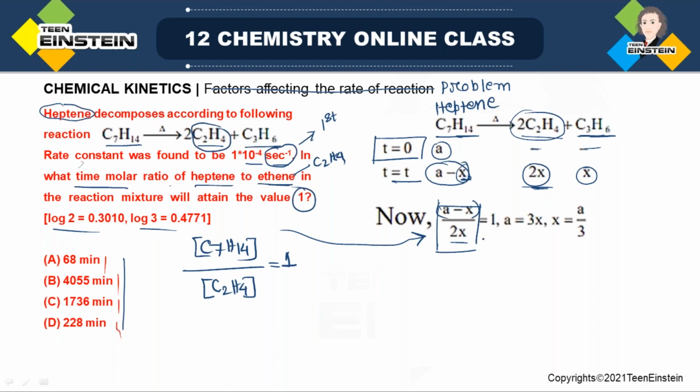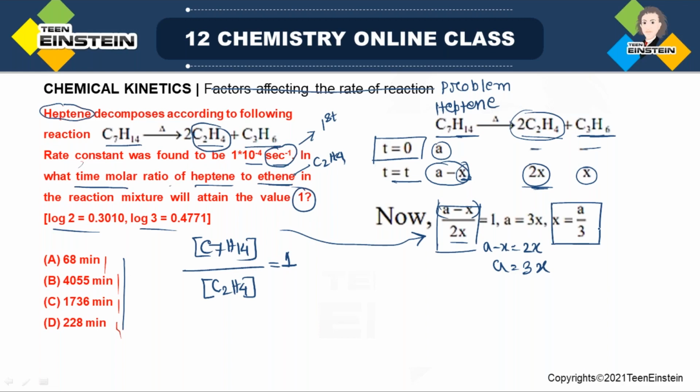Now from this equation you can see that A minus X will be equal to 2X, that means A equals 3X. So ultimately we are getting the value of X, which is X equal to A by 3. So now we know the value of X.